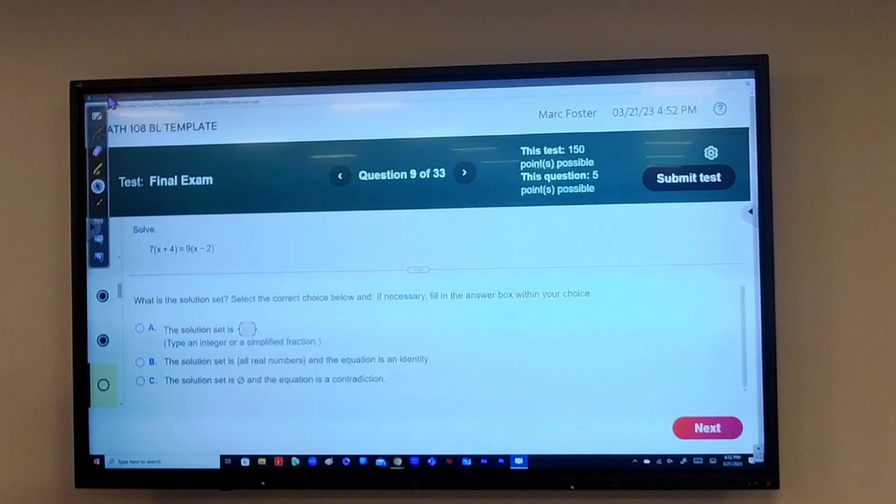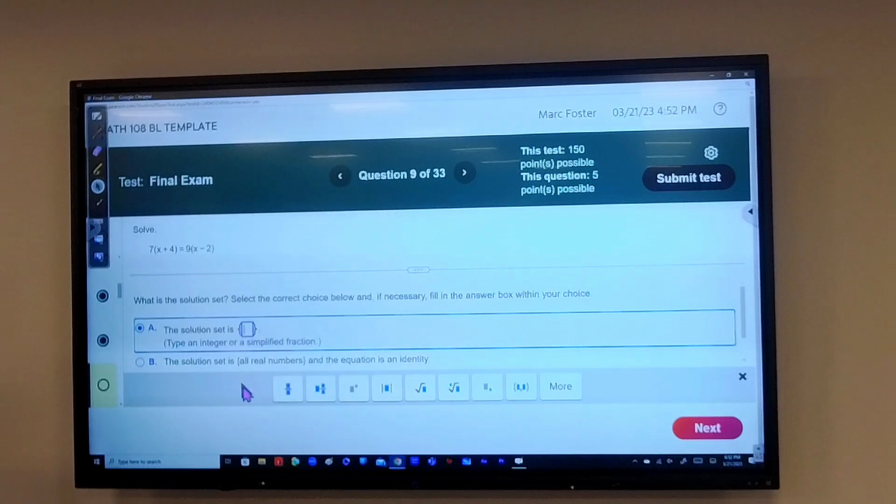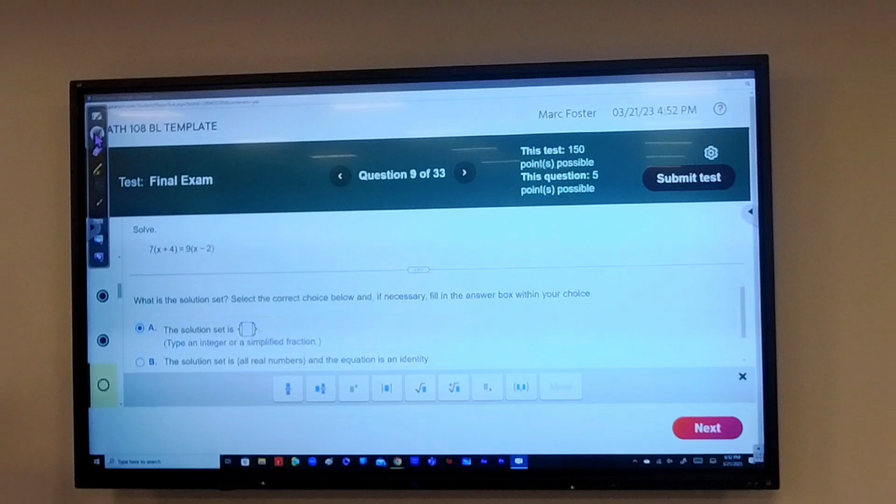When they say, what is the solution set, they are asking us for the collection of numbers that solve the equation. They do not want you to say that there is an equation that goes here. You can't say x equals whatever and expect to get it right. Okay? So, what should I do you think?